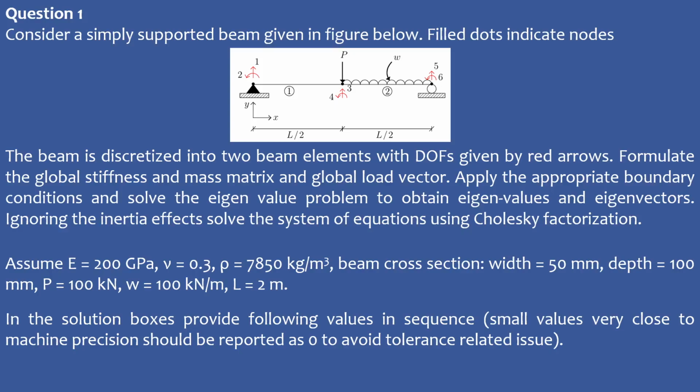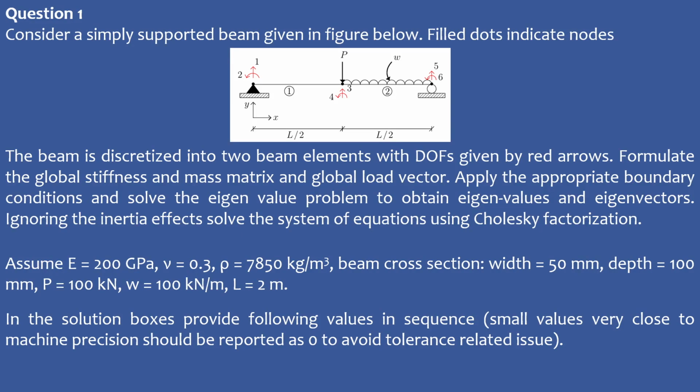You need to find the first two eigenvalues. So before working on these particular values, first you need to formulate the global stiffness matrix and the mass matrix and the global load vector of this particular beam. So first you do that, and then we can work upon how we can solve the eigenvalues and eigenvectors for this particular problem. So just read this question, try at your end, and then we'll see what we can do.